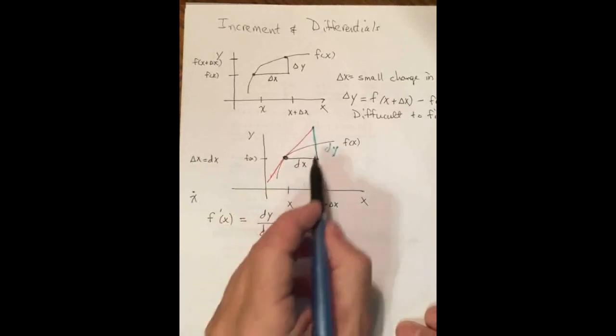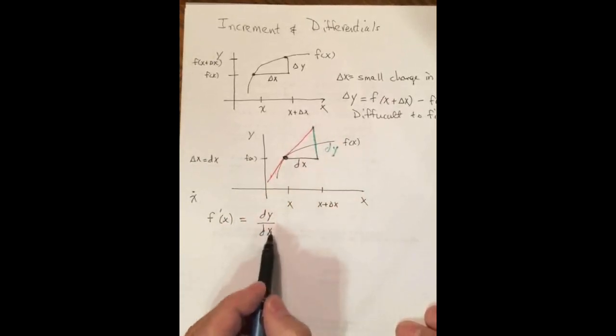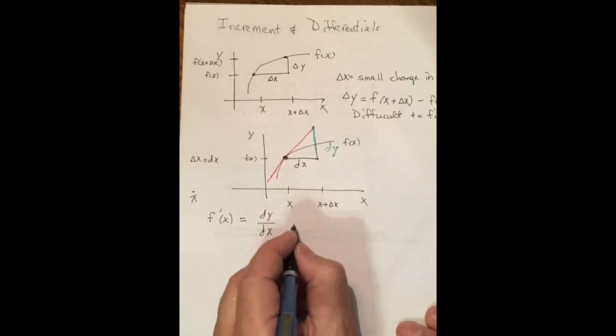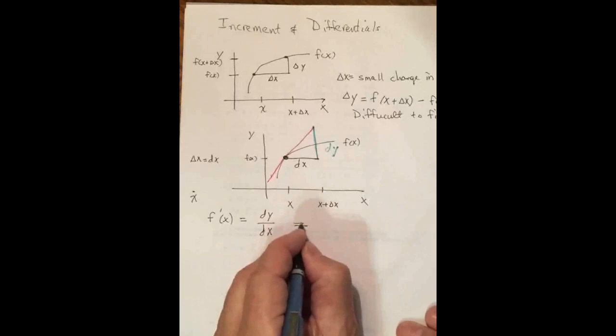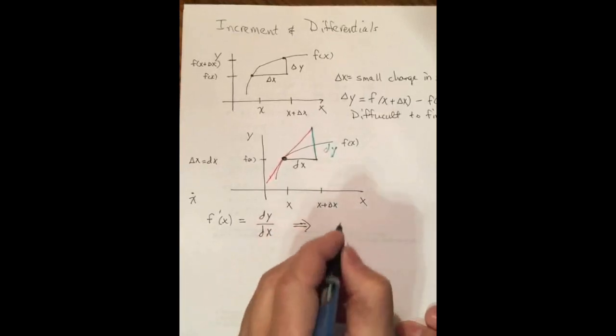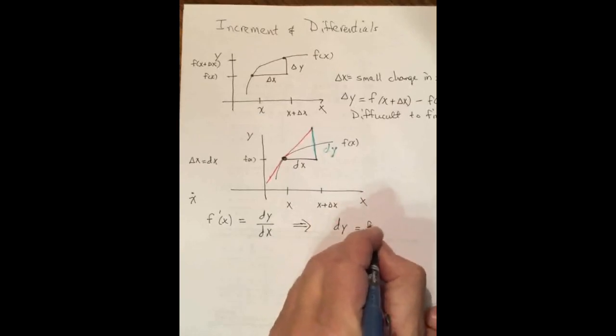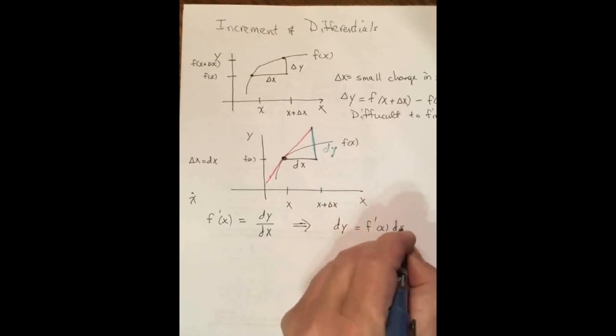The numerator is this distance, dy, and the denominator is this length, dx. So that means if we want to, and here's the whole point of this discussion, we may rewrite this as dy is equal to f prime of x dx.